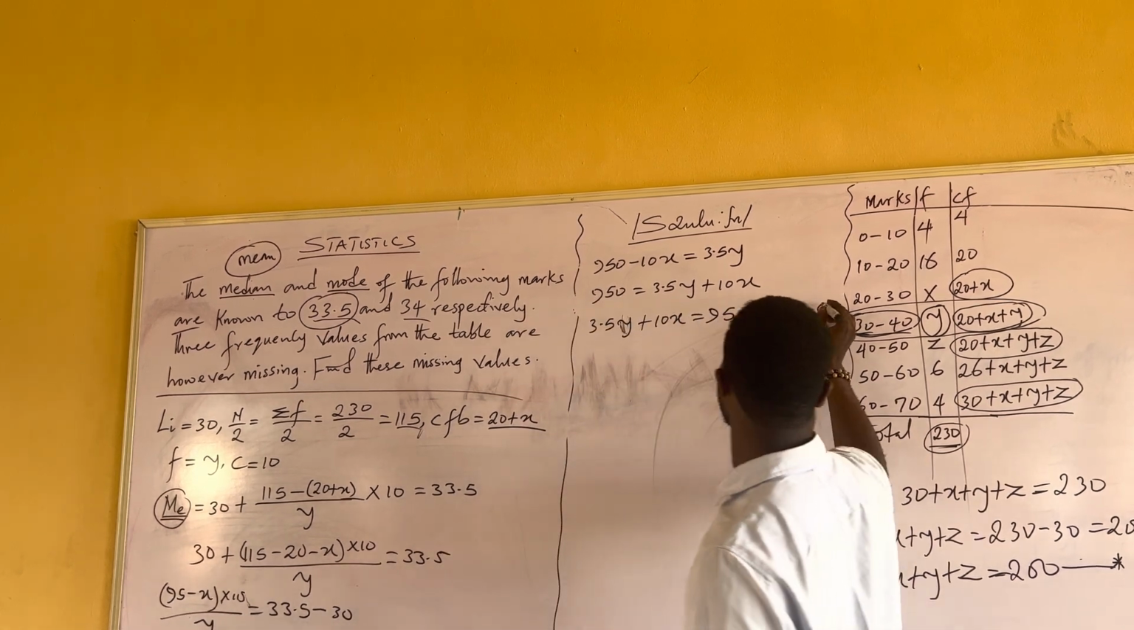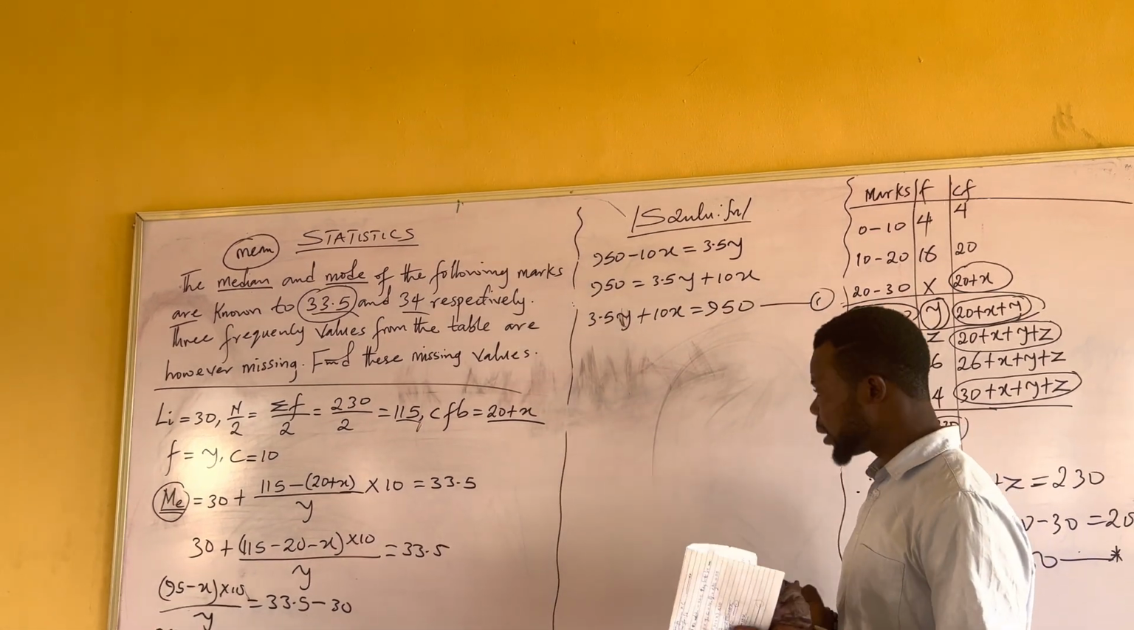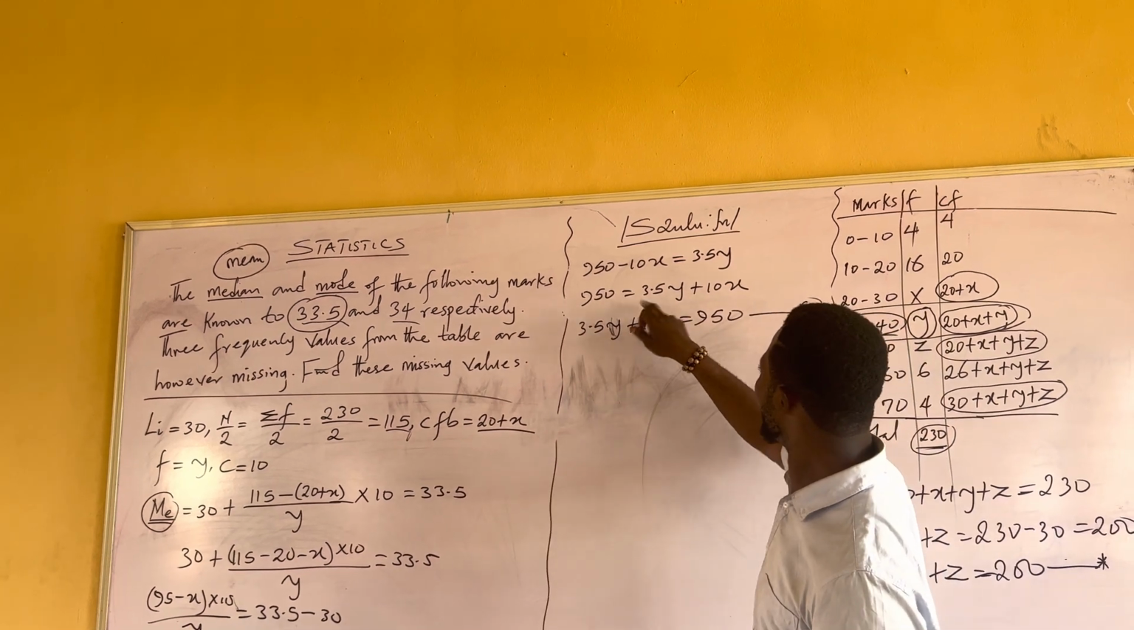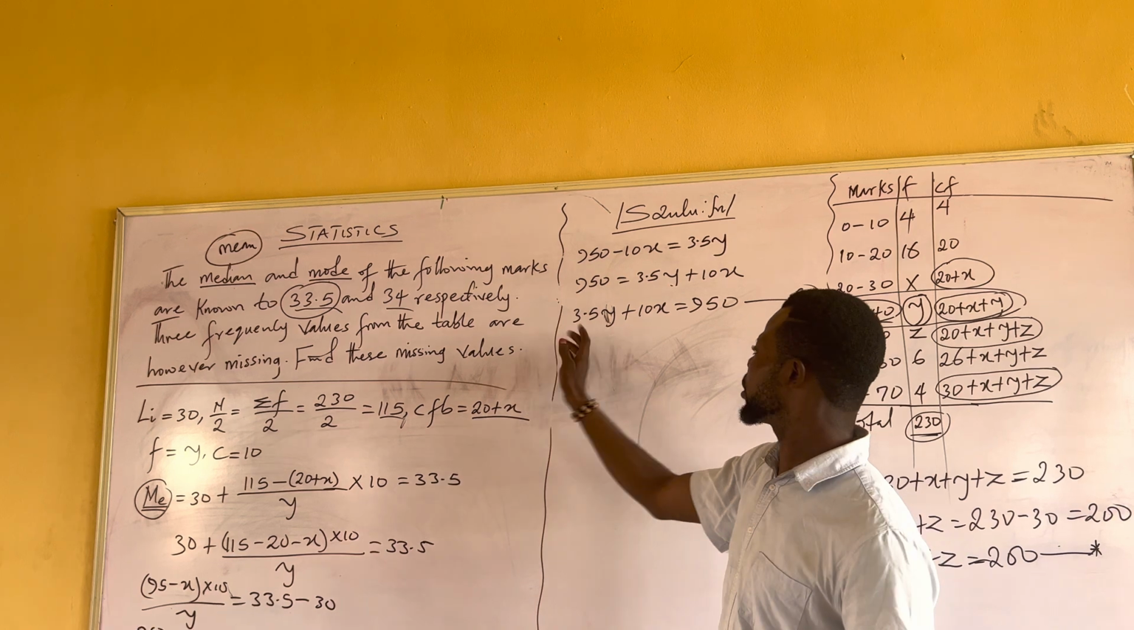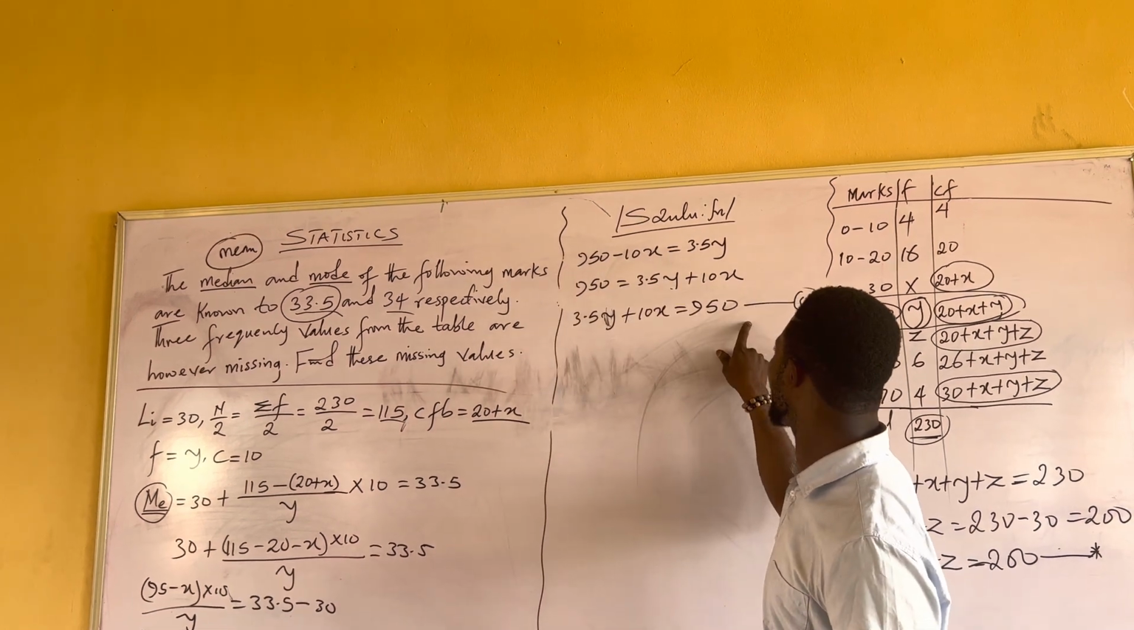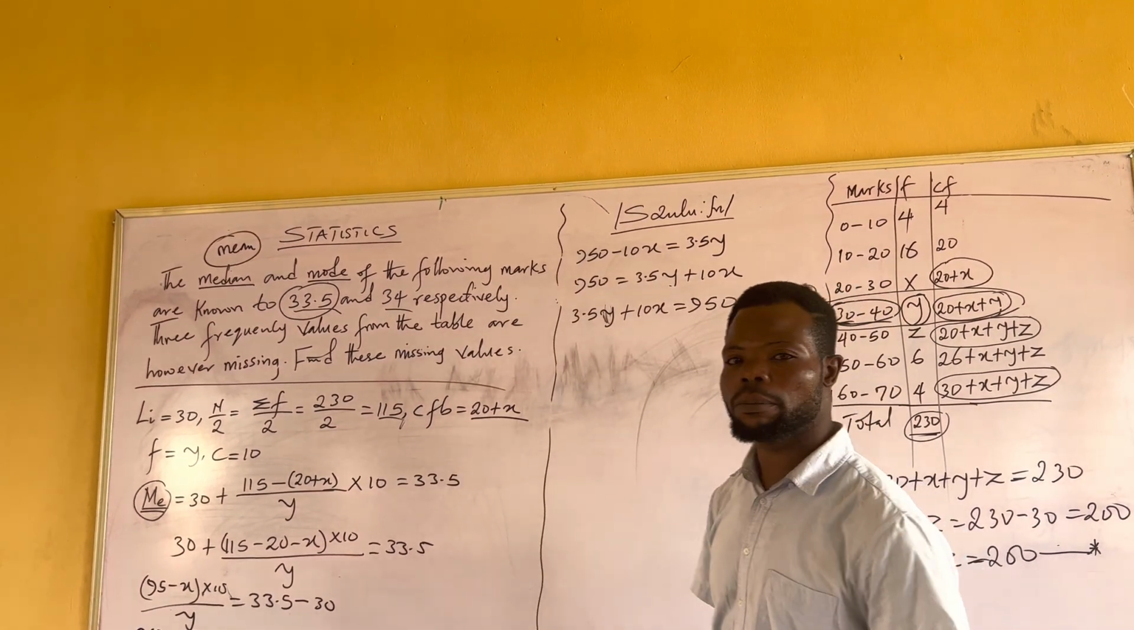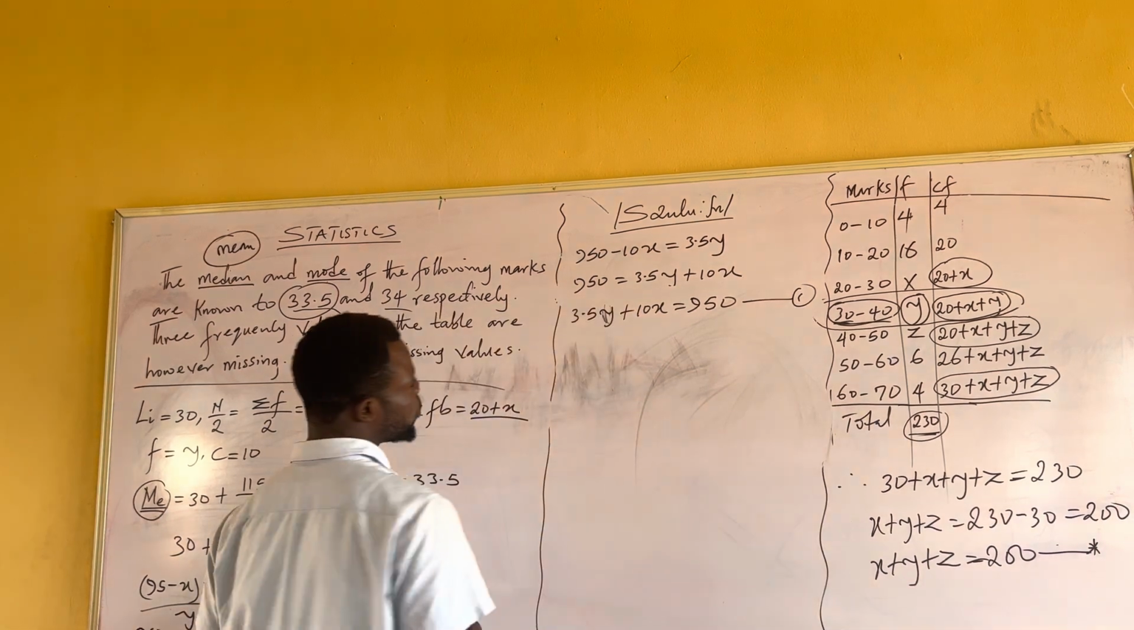So let's call this question 1. What I did is I wrote everything on this side. So this one, take it to this side. Now we are done with the median. We now go back to the mode.